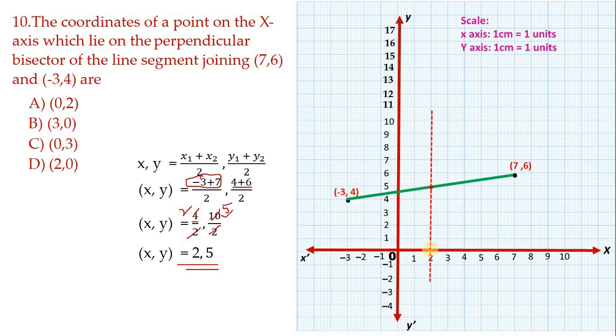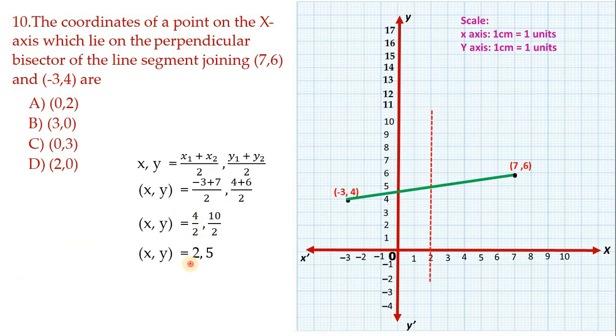Actually, we have to find the coordinates of the point where this perpendicular bisector intersects the x-axis. This is the coordinate we have to find. See, as I have drawn the figure here, directly you can say it is intersecting here, which means the answer will be 2, 0.